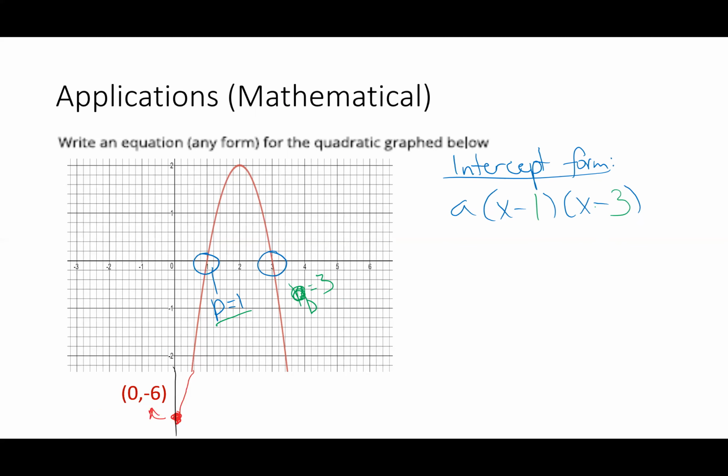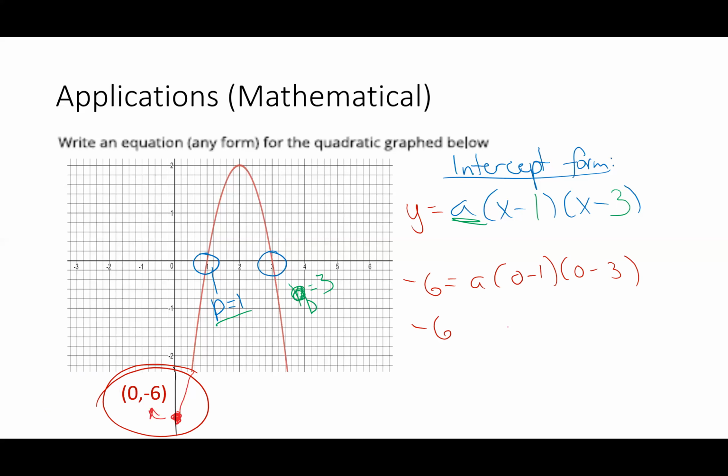Wonderful. Now, again, we're almost there. We just need to solve for this a value. Well, what am I going to use for that? I'm going to go ahead and use a coordinate point. In particular, one that I'm guaranteed to have, my y-intercept. So I get -6 is equal to a times (0 minus 1)(0 minus 3).